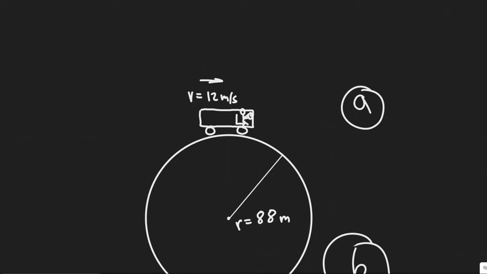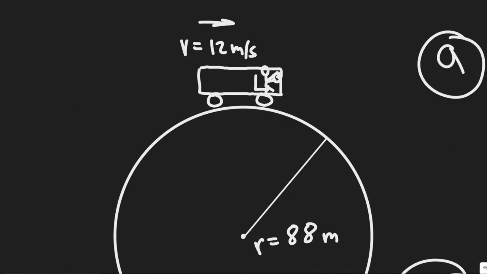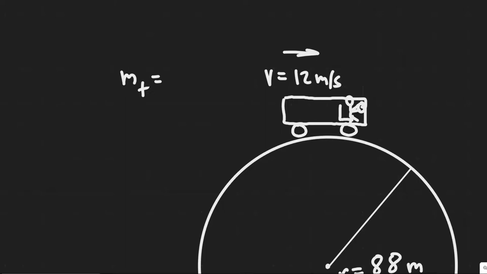We're also given the mass of the sports car and the driver total. So I'll call it MT, I guess, is 975 kg. And then the mass of our driver, I'll call it MD, is 72 kilograms. And so, that's the basics of what's going on. So let's start with A and then we'll solve the rest.